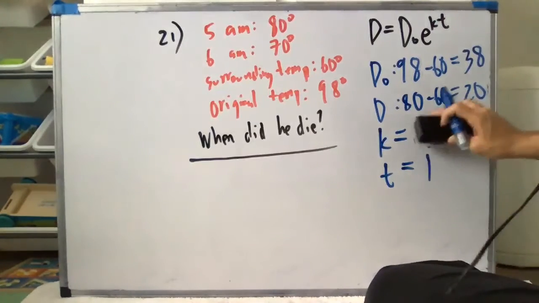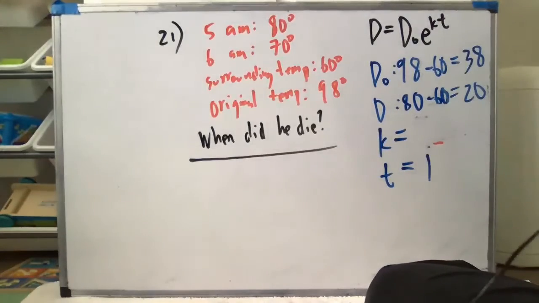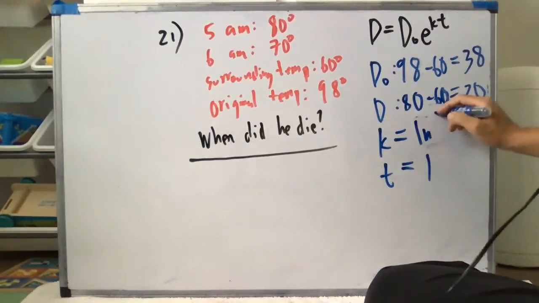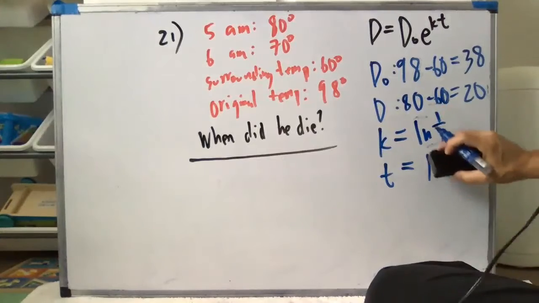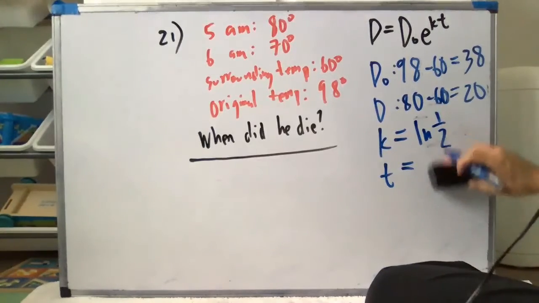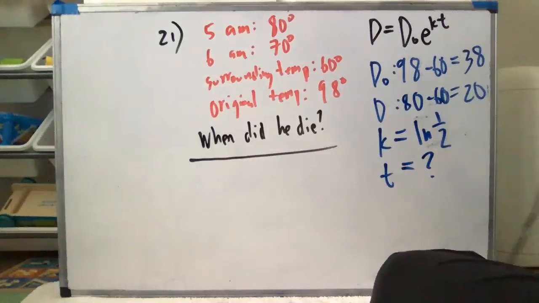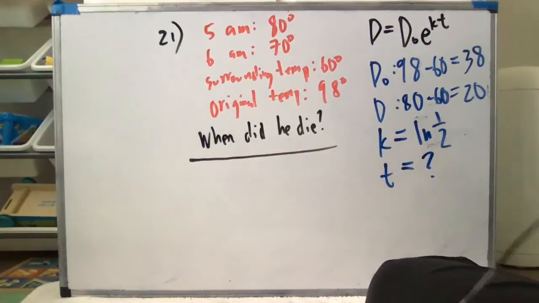Okay, I don't know why I erased k. k was the same thing as before. Maybe let's just write it in the same color though. It's ln of a half. And then t is the thing that I don't know, right? t is what I'm trying to figure out. I want to know how much time has progressed, how much time has passed.